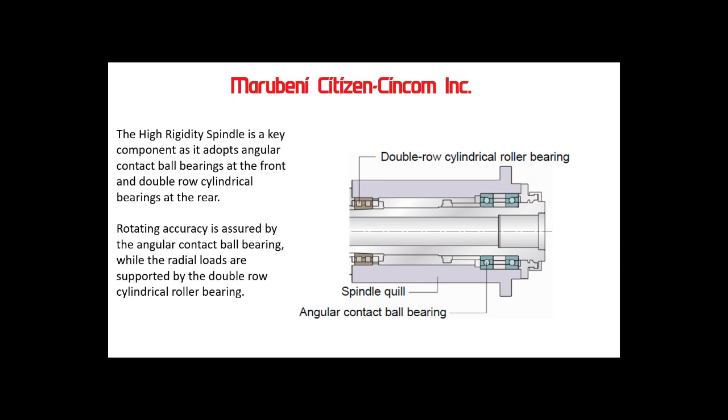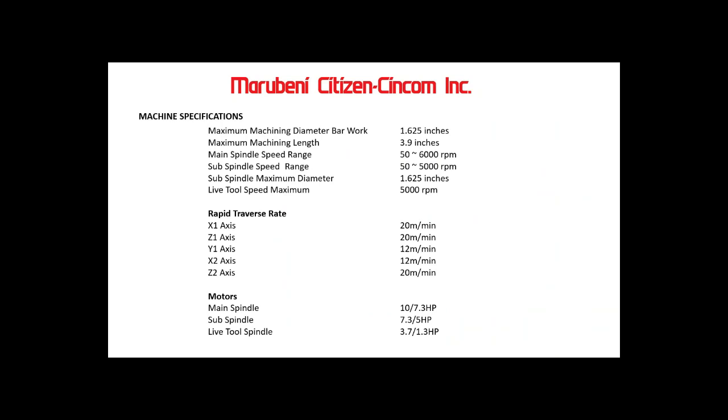So as I say, the main spindle is similar design to the BNA42S with the angular contact ball bearing and the double row cylindrical bearings at the rear. Machine specifications, diameter wise as far as chucking capacity, on the main it's the same 1 and 5/8 inch, same with the length as far as the machine and length. Main spindle speeds are the same, sub-spindle the same, live tool is the same. Rapid traverse rates on the X1, Z1 and Z2 axes are 20 meters a minute. The Y1 and X2 rapid rates are 12 meters per minute. Horsepower ratings are the same as they were on the BNA42S.